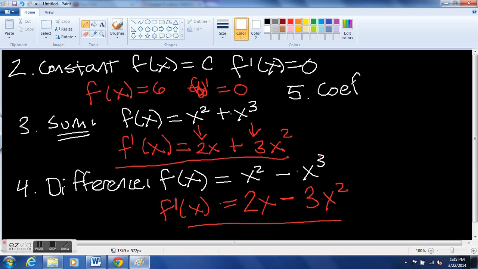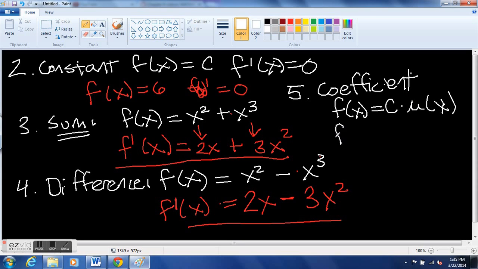It's basically saying you can factor out a constant. Coefficient rule. So the rule looks like this. If you have f of x is equal to some constant times a function, then the derivative, f prime of x, is equal to the constant times the derivative. We can factor a constant out in front.